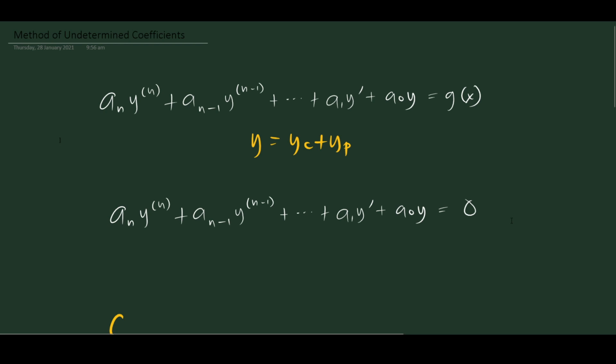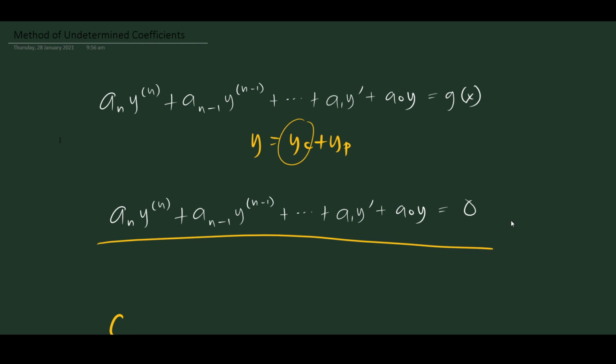Okay, so the first thing that we need to do is to determine yc, which is the general solution of our homogeneous equation, so the associated homogeneous equation. We already know how to do this. We can use the auxiliary equation method for this, right? We already discussed that in lesson 3.3.